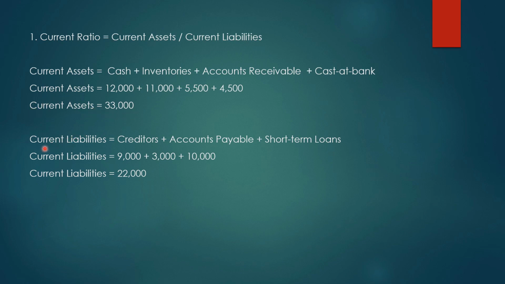Now current liabilities: creditors plus accounts payable plus short-term loans, 9,000 plus 3,000 plus 10,000. Our total current liabilities are 22,000. Now current ratio is equal to 33,000 divided by 22,000. So our current ratio is 1.5.